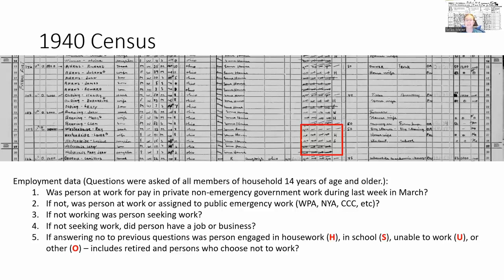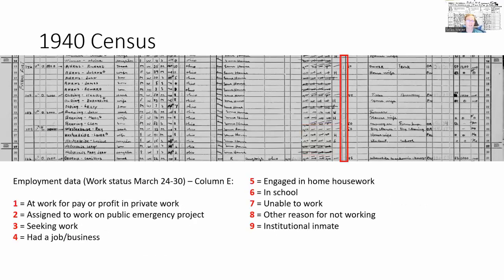So you can see in this case here, Laura Westerheide is listed as H, so she's doing housework, and Lucille is listed as S, so she's in school. Again, this is only for individuals 14 years of age and older. So if they were under 14, you're going to see that that code is not filled out, or in this case, in this census, you can see that they all say no, but they're all marked out, indicating that they're less than 14 years. And then there's another column, column E, which gives us some statistical data about their work status.